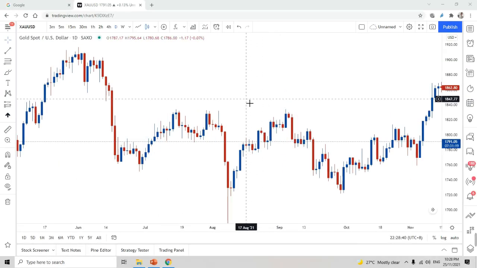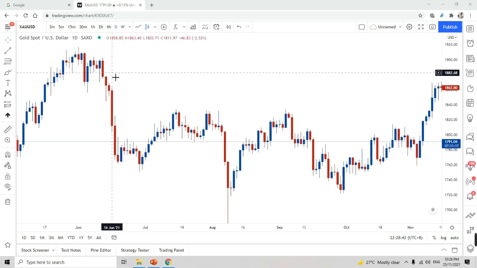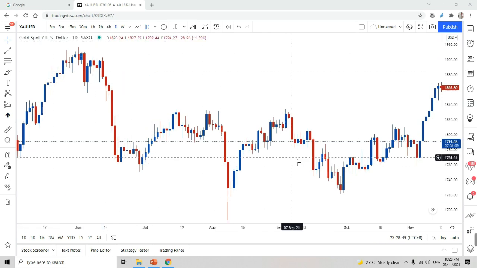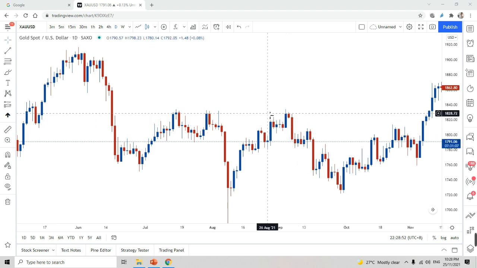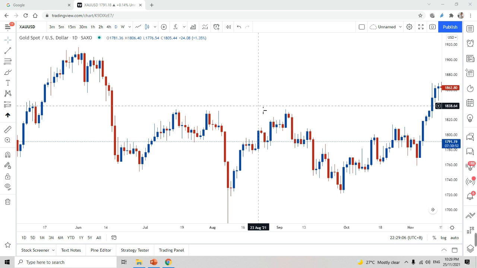So this is the chart that we'll be looking at, gold spot versus USD. First of all, you must have a proper chart, a proper platform. I'm using TradingView. For me, the minimum requirement is the Pro plan, which I have to subscribe to.